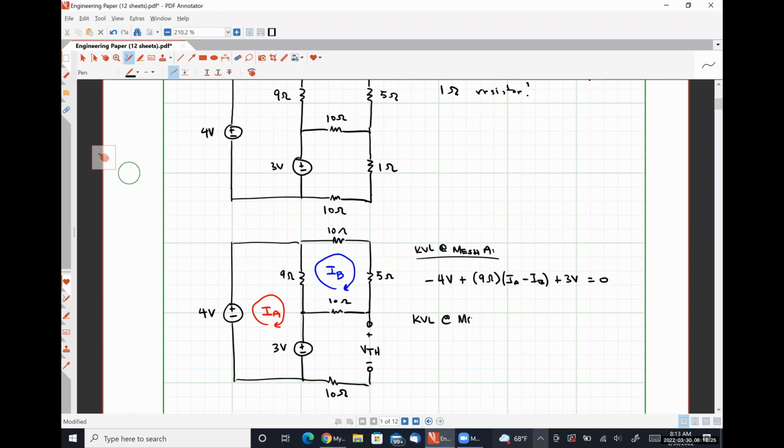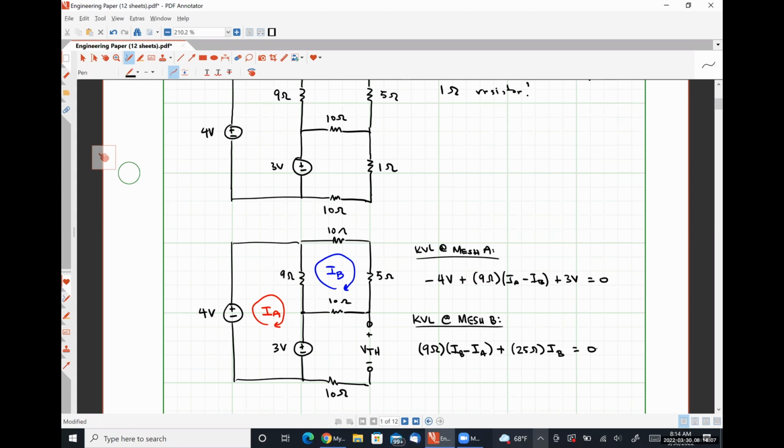And KVL around mesh B is going to look like 9 ohms times (IB minus IA) plus 10 plus 5 plus 10. So I'm just going to call that 25 ohms times IB is equal to 0. Or I just lumped the 10 ohm resistor in the top right, the 5 ohm resistor, and the 10 ohm resistor in the middle right, all together into a single resistance because they're all in series.